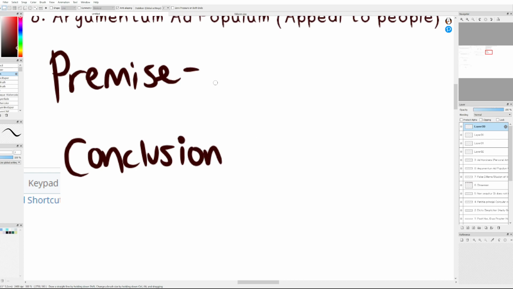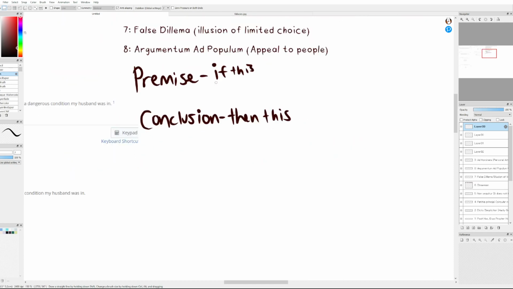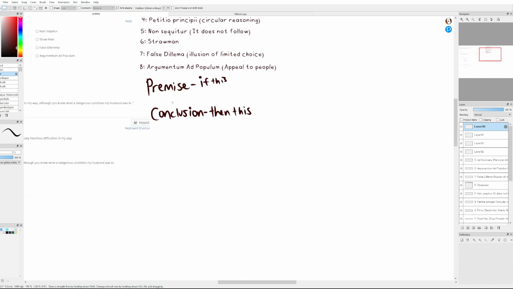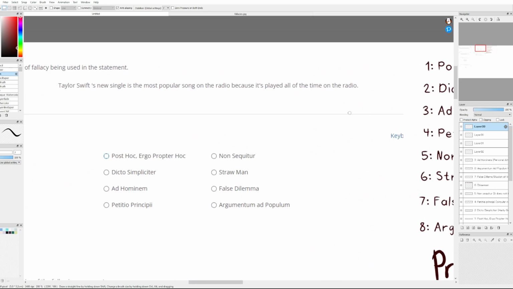So if you were thinking about it in keywords, the premise would be like, if this, and the conclusion would be then this. If you think about it like in scientific terms, the premise would be the independent variable, and the conclusion would be the dependent. But it doesn't really fit that well. I don't know. Anyways, so with that in mind, let's look at these.